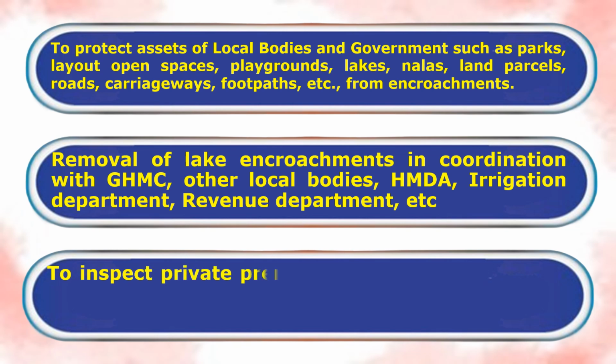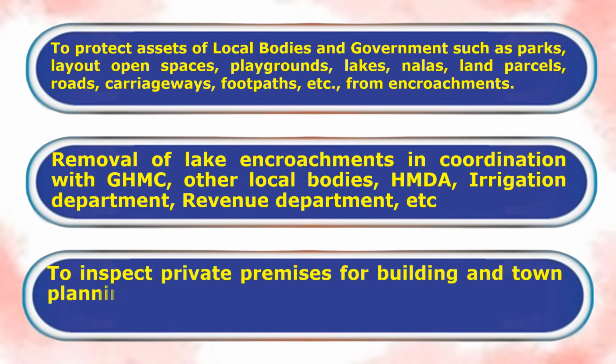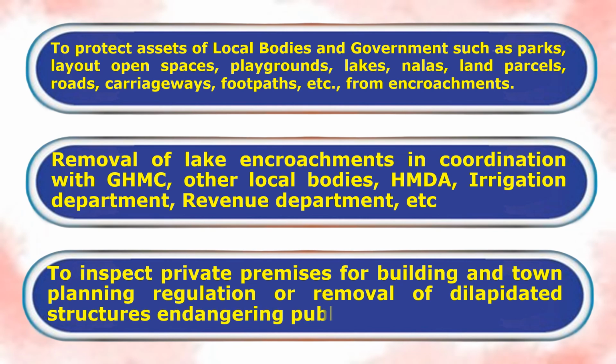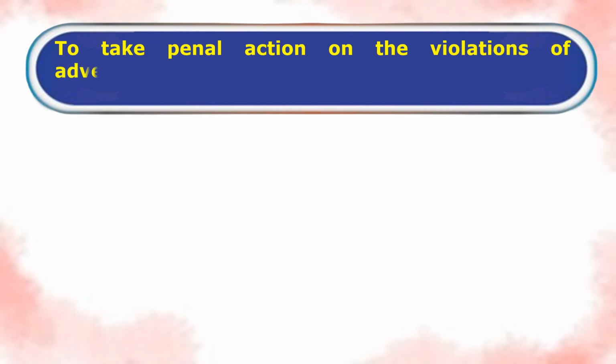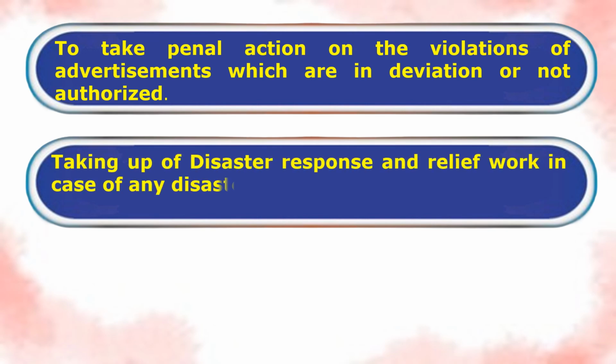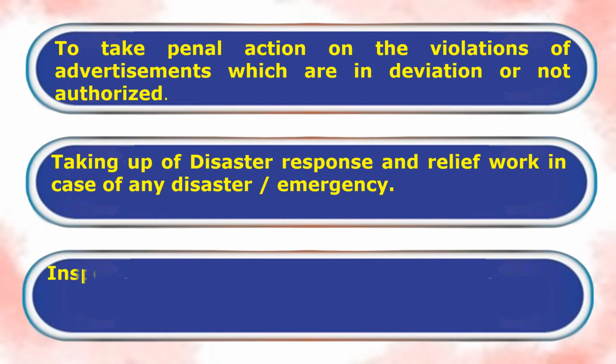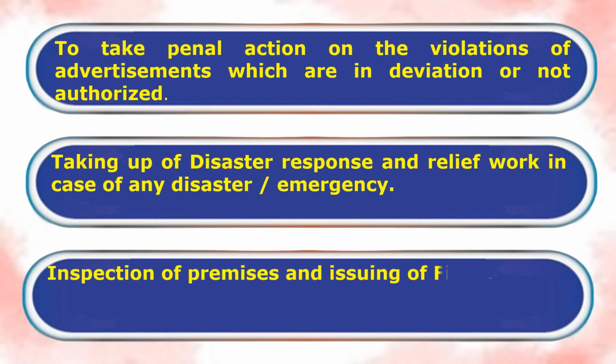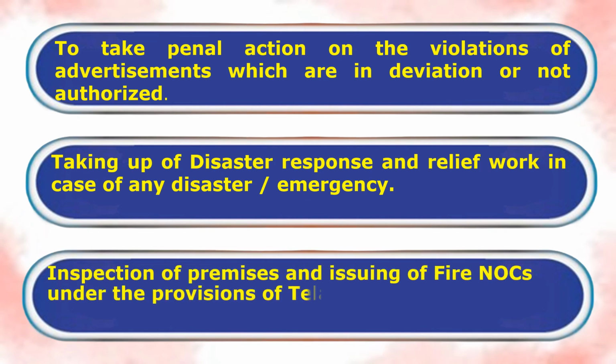To inspect private premises for building and town planning regulation or removal of dilapidated structures endangering public safety. To take penal action on the violations of advertisements which are in deviation or not authorized. Taking up of disaster response and relief work in case of any disaster or emergency. Inspection of premises and issuing of fire no objection certificates under the provisions of Telangana Fire Services Act, 1999.